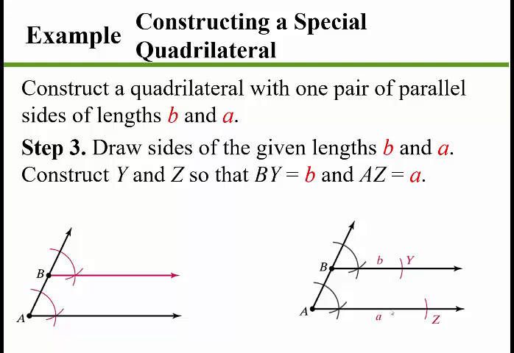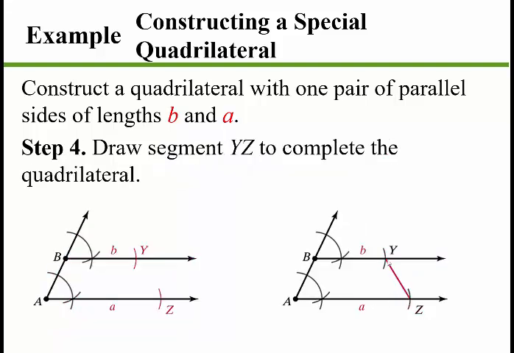Now all you have to do with your last step is take your ruler and literally connect where this and this correspond perfectly like that. And now you have this quadrilateral where sides A and B are parallel, right? And this BY is length B and AZ has length A. And that's perfect. Now the key here was to get the parallel line up above like this using the same way we did in example 1.